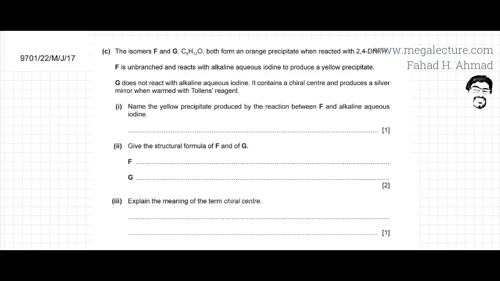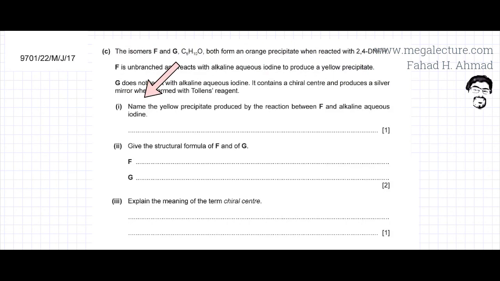The following question states that isomers F and G, where G is given as C5H10O, both form an orange precipitate when reacted with 2,4-dinitrophenylhydrazine. F is unbranched and reacts with alkaline aqueous iodine to produce a yellow precipitate. G does not react with alkaline aqueous iodine. It contains a chiral center and produces a silver mirror when warmed with Tollens reagent.